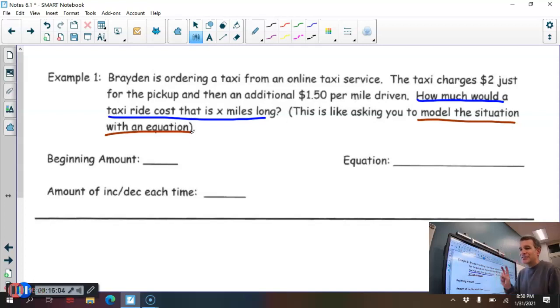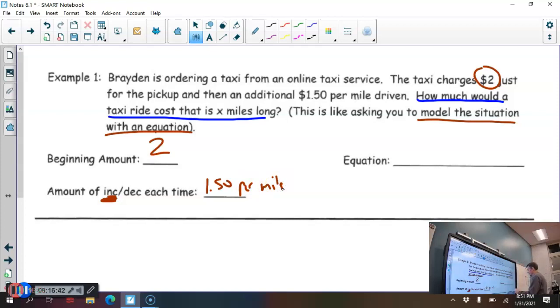So the beginning amount, we need 2 things here. We need the beginning amount. Before I go anywhere in this taxi, I have to give the guy $2. $2 is the beginning amount before I drive anywhere. That represents the charge just to have him come pick me up. And then this one is going to be an increase, and it increases $1.50 per mile. That is the amount that it goes up each time.